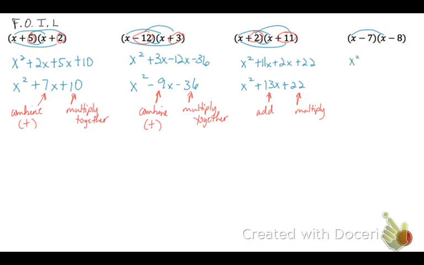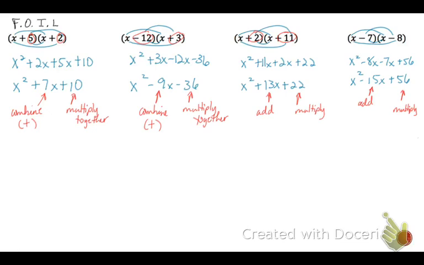So x times x is x squared, x times negative 8 is negative 8x, negative 7x, and 56. Combine your middle term, and then examine those two factors. So negative 7 and negative 8. Yes, if you multiply, you get 56. And if you add them, you get negative 15. All right, we're going to use that pattern to work backwards.